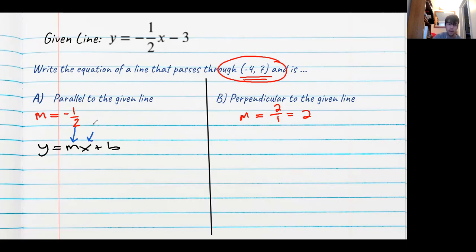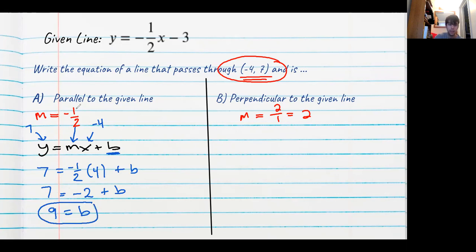I can say, all right, one of my x's could be -4, and the y that goes with that needs to be 7. That's going to leave us with just b, the y-intercept, to solve for. All right, 7 equals -1/2 times 4 plus b. Great. Multiply this out, -1/2 times 4, -2. Get b all by itself. I need to add 2 on both sides, so I get 9 equals b. Now we have everything we need between the b and the m to write the equation.